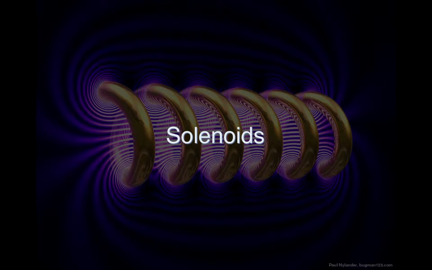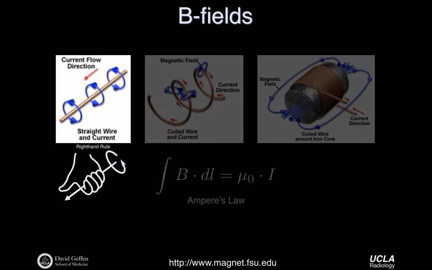Okay, so let's dig in a little bit into this B0 field, how it's actually constructed and what its utility is. The first thing to understand is something about solenoids. This is just a quick review. You've probably had this before. I'm sure you've had this before in a physics course.